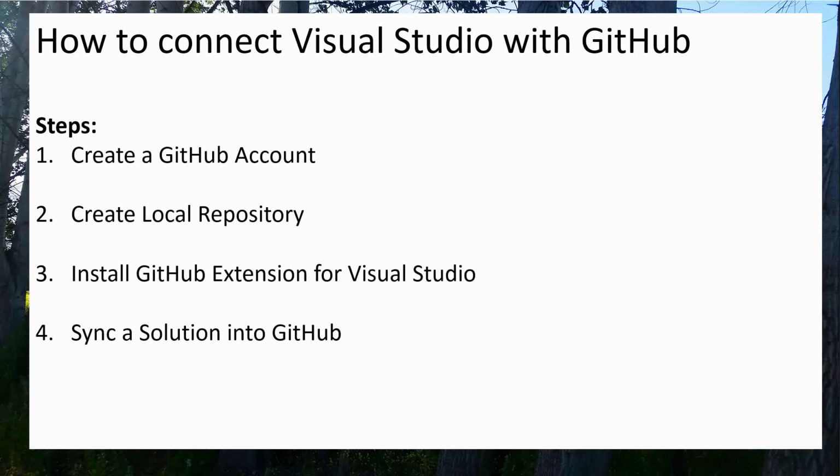In this express tutorial, we will learn how to connect Visual Studio with GitHub. First, we will create a GitHub account online. Then we will create a local Git repository to host the files in your local hard drive. Then we will install GitHub extensions for Visual Studio. And finally, we will sync a Visual Studio solution with GitHub.